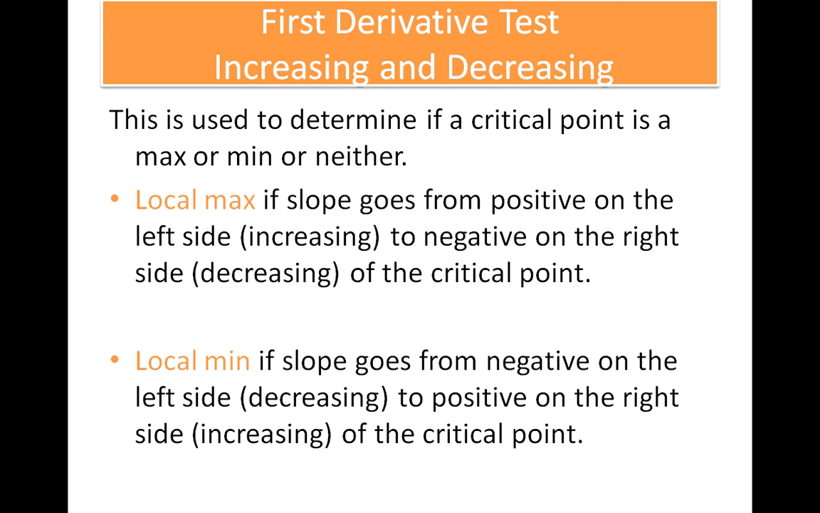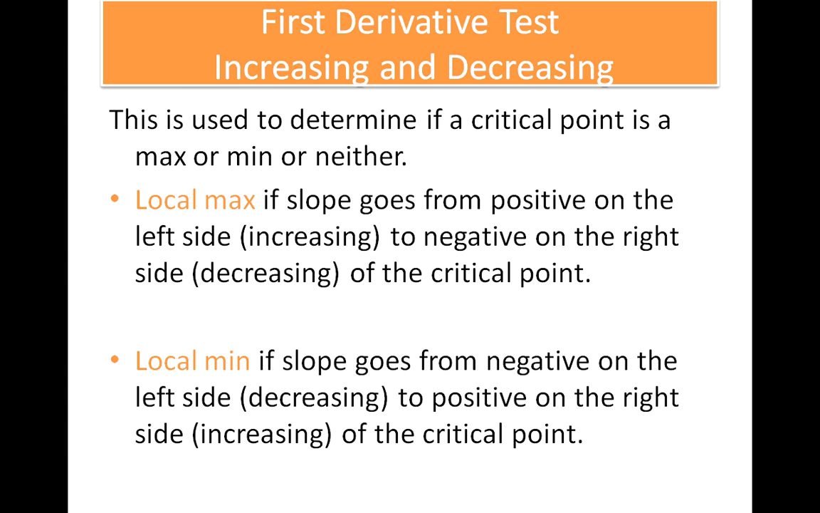So the idea is, if it's positive, then we know from the previous section that the graph is going uphill, or it's an increasing function in that domain. And the part that has a negative slope, it must be going downhill. So if it goes from uphill to downhill, then that would give us a maximum. And vice versa for minimum, if it was going downhill on one side of the critical point and then uphill on the other side, going downhill on the left, uphill on the right, that would be a minimum.